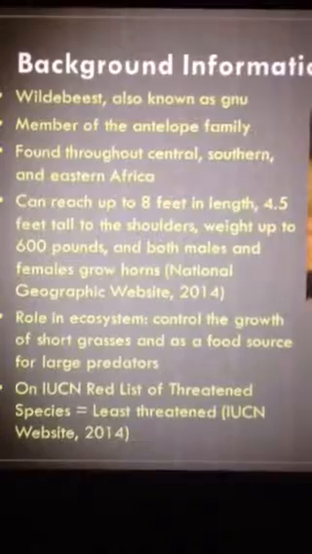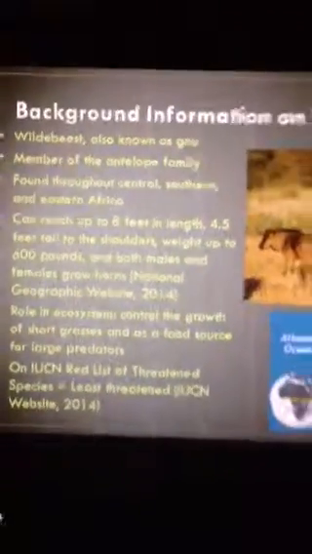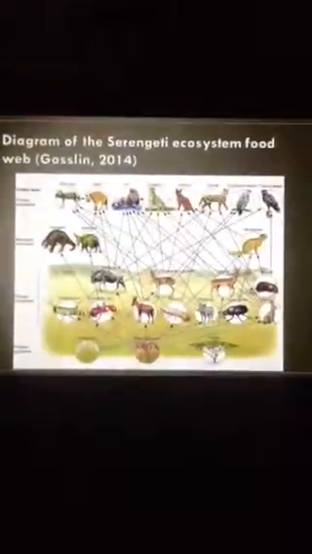Their role in the ecosystem is mainly to control the growth of short grasses and as a food source for large predators such as lions, cheetahs, hyenas. On the list of endangered and threatened species, they are least threatened.